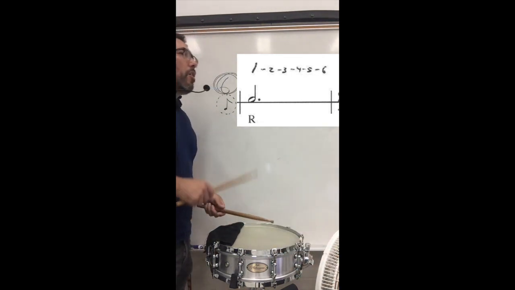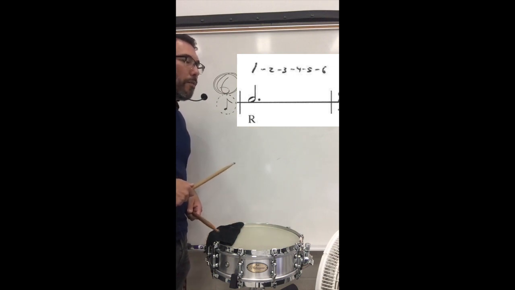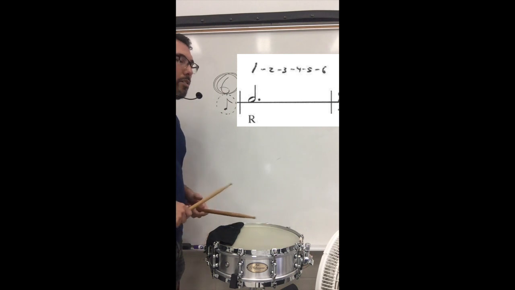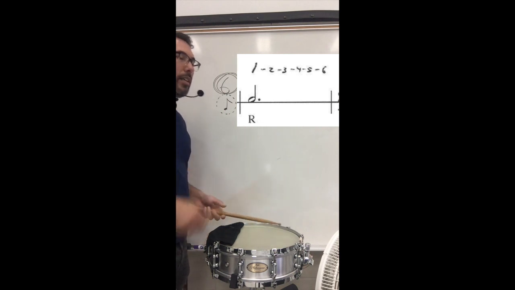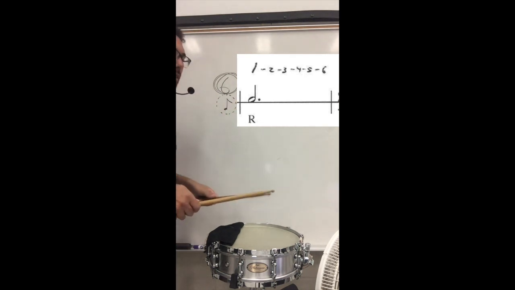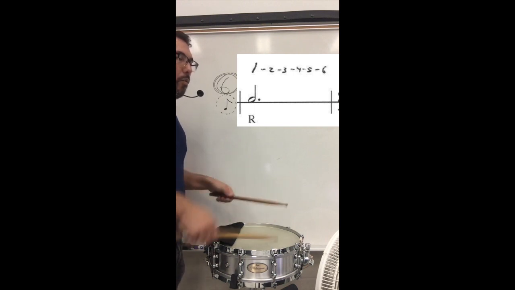Try it. 1, 2, 3, 1, ready, go. 1, 2, 3, 4, 5, 6, hit. 1, 2, 3, 1, ready, go. 1, 2, 3, 4, 5, 6, hit. Try that half note, but do like a roll. So like this. 1, 2, 3, 4, 5, 6, release. Go. 1, 2, 3, 4, 5, 6, 1.